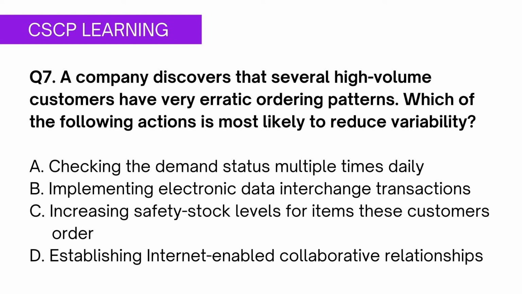Let's evaluate option D, establishing internet-enabled collaborative relationships. Recall my previous example in which you were a retailer and have a client who buys bread from you. After establishing the internet-enabled collaborative relationship, you can easily communicate with the customer and inquire about his demand in advance. Accordingly, you will place the order to your distributor or supplier. So this is the most appropriate solution for this question. Option D is the right answer.